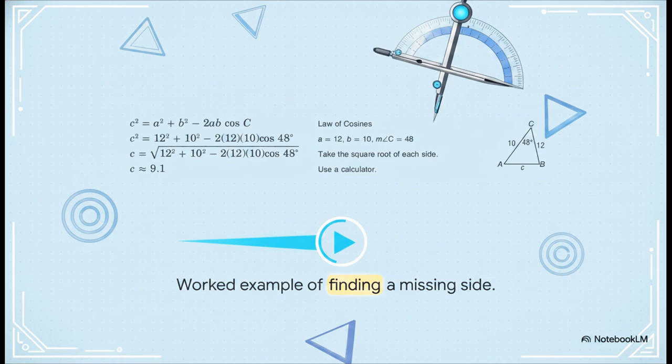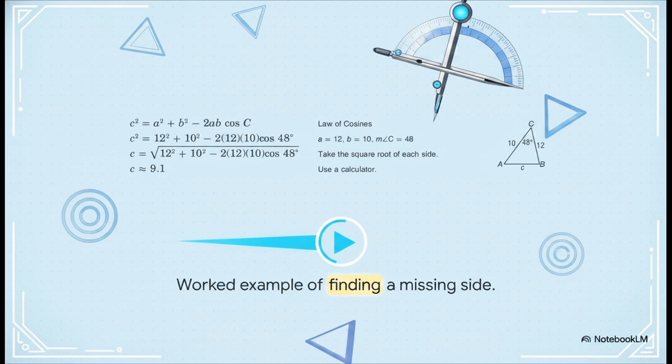Let's actually put those steps into action. Look at the triangle on the right. We know side A is 12, side B is 10, and the included angle C is 48 degrees. We want to find side C. So the crucial point here is just choosing the right variation of our formula. We're going to use c squared equals a squared plus b squared minus 2ab times cosine c.